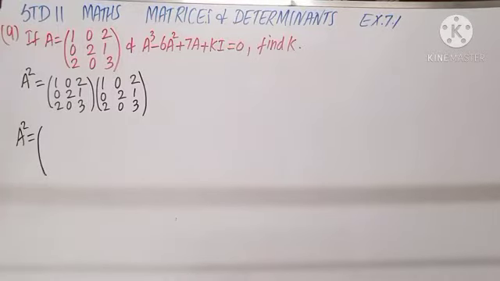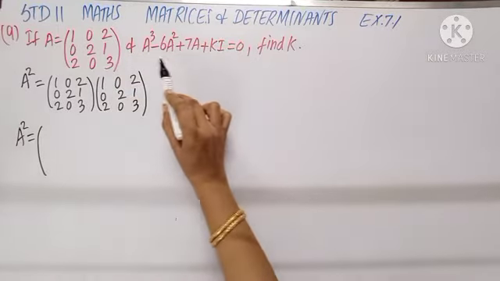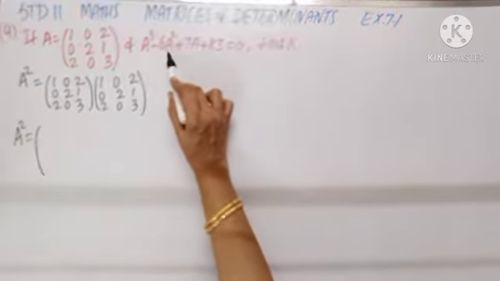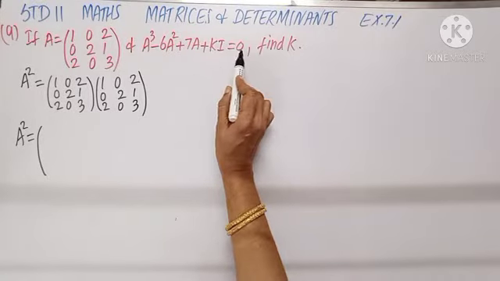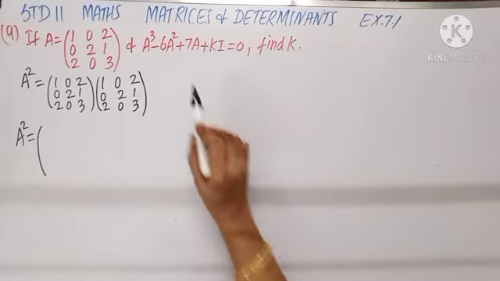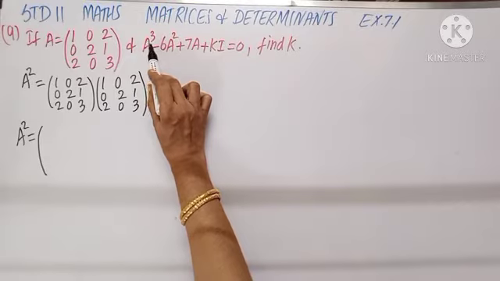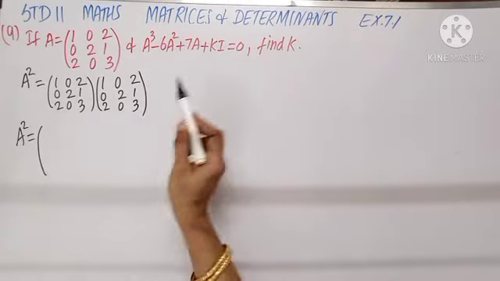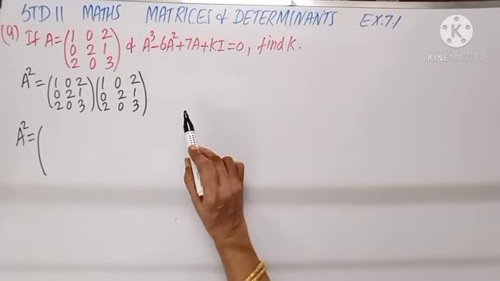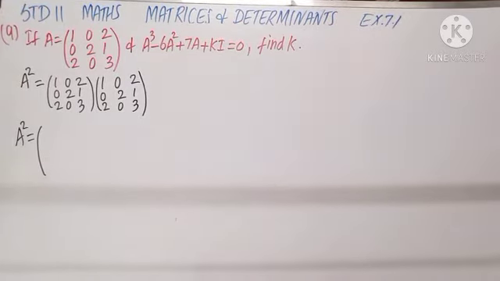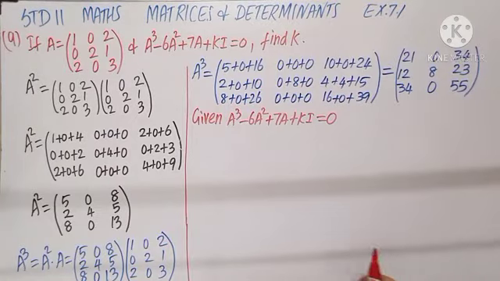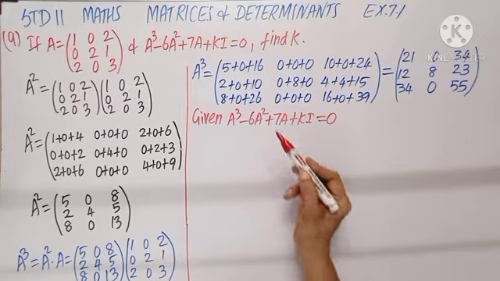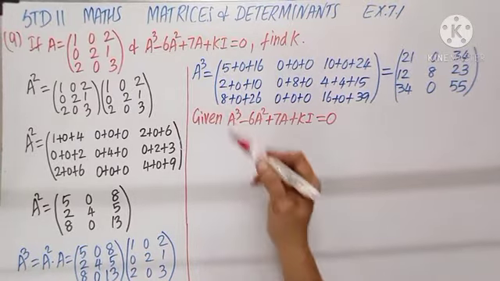Question number 9. Given matrix A, we need to find K with the relation A cube minus 6A square plus 7A plus KI equals 0. How to find A cube? First step is to find A square. A cube will be A square into A. Try it yourself and check your answer. As we calculate A square and A cube, let us substitute in the relation.